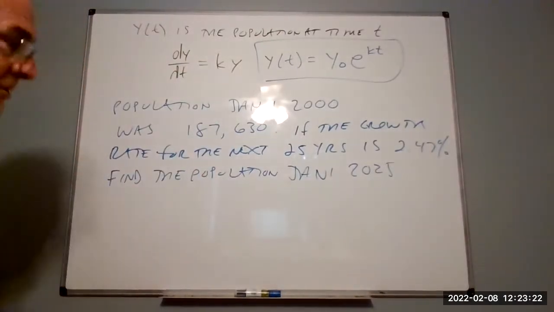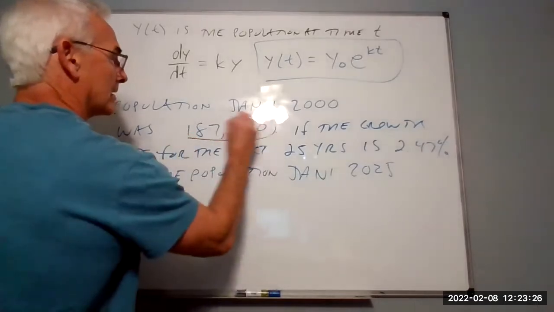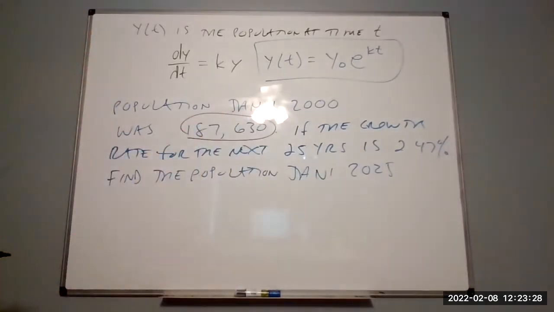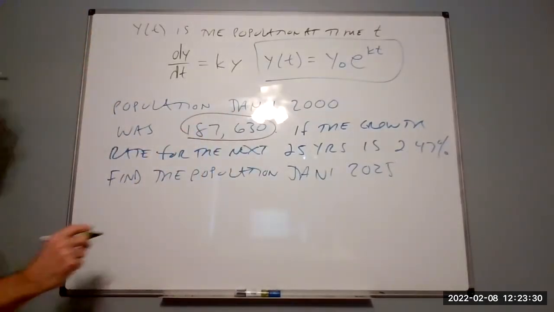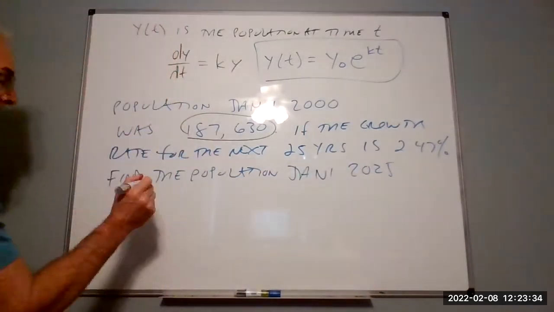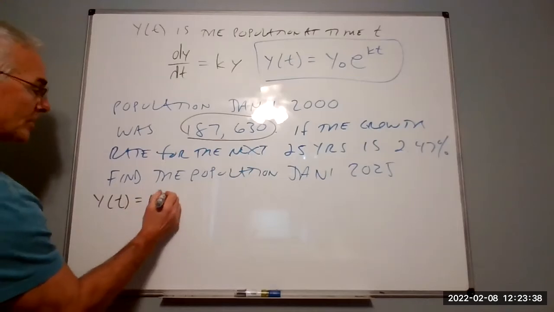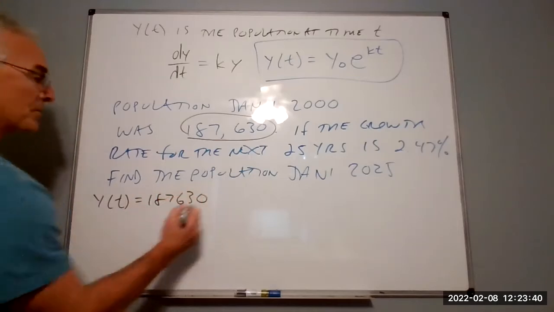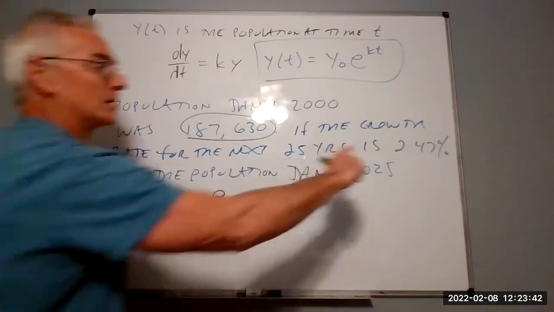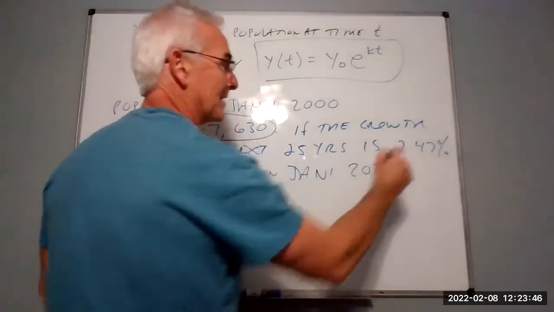So all we have to do, okay, what is this number? That number is y sub 0. What are we asking for? Y of 25. Okay, in this problem, y of t is 187,630 e to the what? This is my k, that's my growth rate.